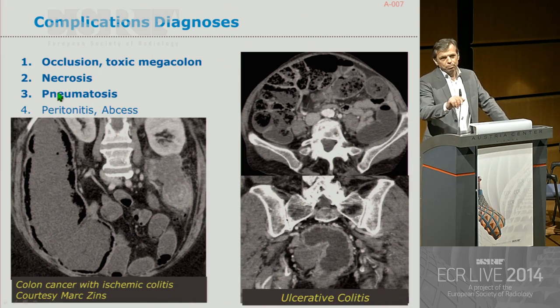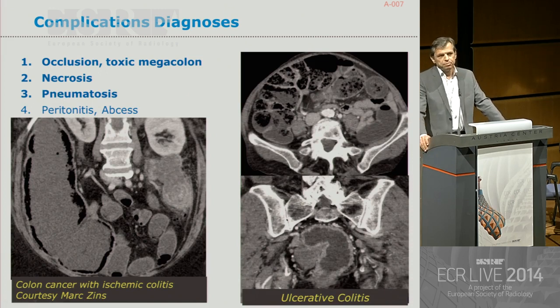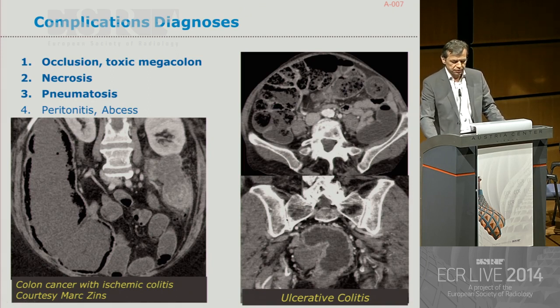Let's go now to the complications that you have to look for in patients that have colitis or known colitis. The most common complication is occlusion or toxic megacolon. And here it's a patient with ulcerative colitis with some kind of dilatation, but not toxic megacolon.